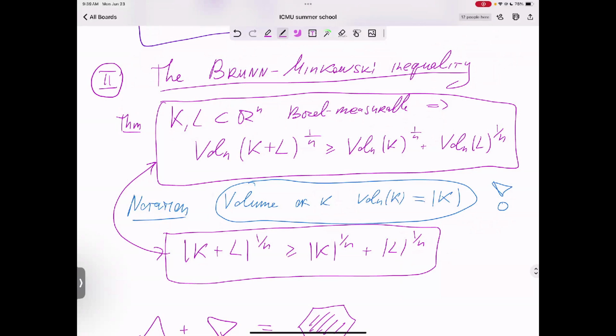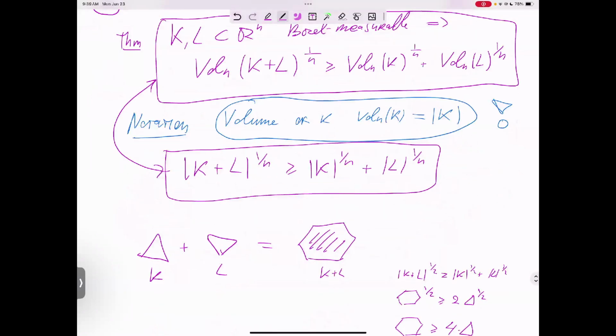Yes, I have one. Is it also the balls that saturate this inequality? Yeah, so this is a very good question. When are the equality cases? This is an excellent question.